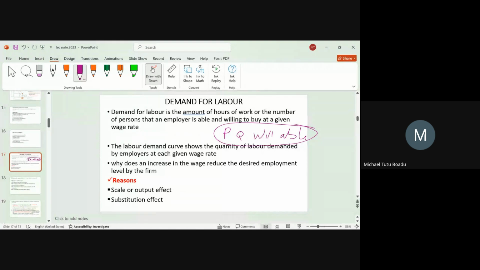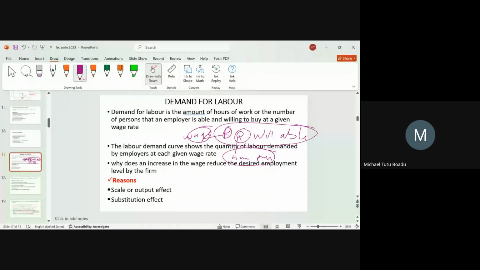The same thing applies here. Instead of saying price, you say wage. Instead of saying quantity, you say number of workers or persons. And willingness and ableness, or willing and able, must still be maintained. So the only thing you are changing is price and quantity to wages and number of people employed.